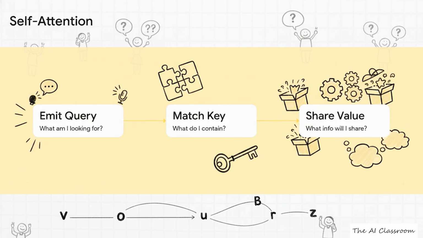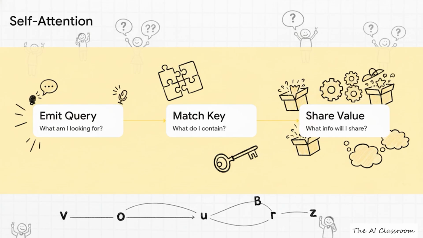Think of the tokens in a sentence as guests at a bustling cocktail party. Step 1. Every token emits a query. This is basically the token shouting across the room, "What am I looking for?" For example, a vowel might shout, "Hey, I'm looking for a consonant from the past." Step 2, every token also emits a key. This is them saying, "Here is what I contain."